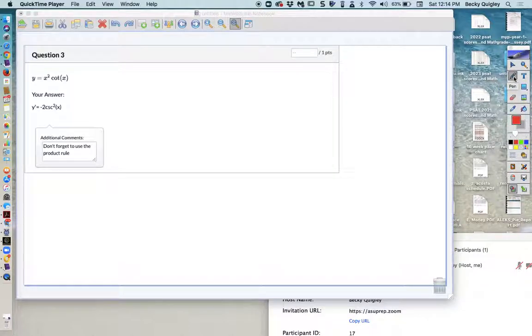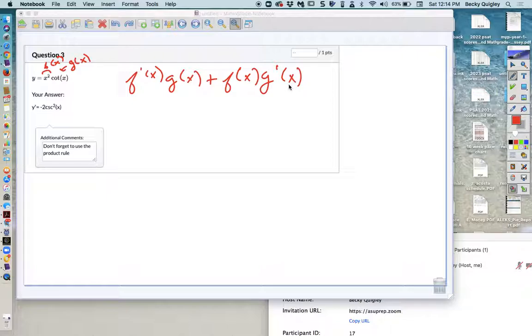All right, so it looks like on question 3, you forgot to fully use the product rule. So remember, we're going to treat this as, let's say, a function f of x. We're going to treat this piece as a function g of x. So your product rule states that you take the derivative of f of x times g of x plus f of x times the derivative of g of x.